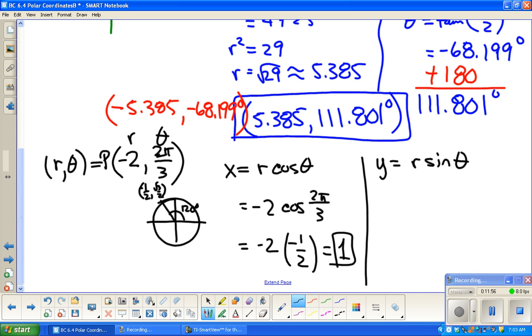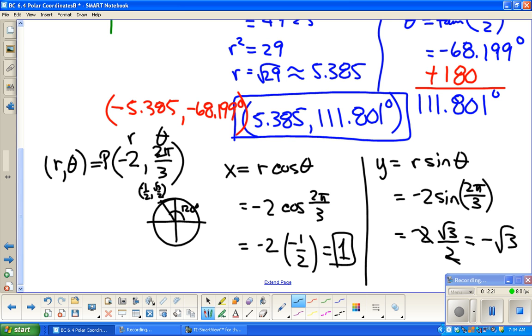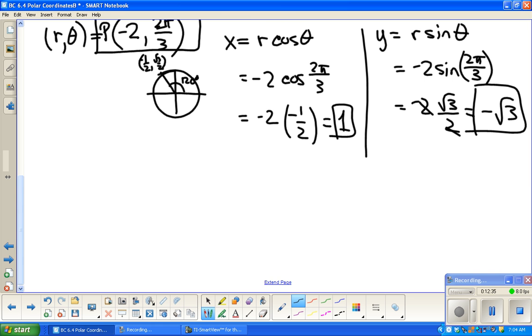So again, y is r sine theta, so negative 2 sine of 2 pi over 3. Well, sine of 2 pi over 3, I already have from the unit circle, that's going to be square root of 3 over 2, and so that's going to be negative square root of 3. Well, that can't be, can it? Oh, yeah, it can. I'm mixing up my unit circle with this. Don't do that.